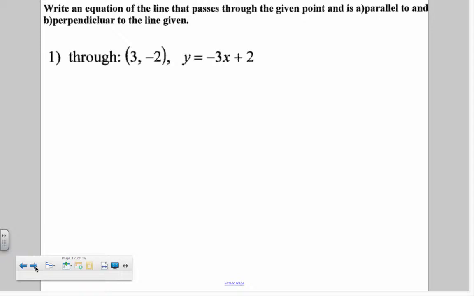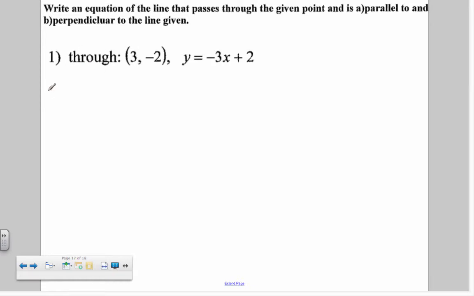Problem 1 says, write an equation of the line that passes through the given point and is A, parallel to, and B, perpendicular to the line given. So we need to actually do two parts of this problem. We're going to write an equation for a parallel line and an equation for a perpendicular line. So let's go ahead and start with the parallel line.